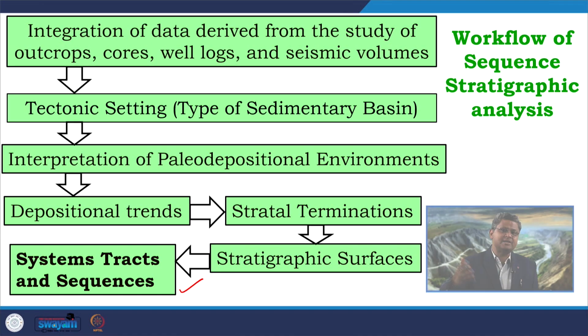So, in later classes we will discuss these individual units in more detail, individual processes in more detail. Now gradually we will move on to the next phase of our learning, where we will move on to the different elements of sequence stratigraphy. So, each data set that we have discussed in this particular class will contribute some useful information, which can be very useful in terms of the recognition of depositional trends in the rock record.